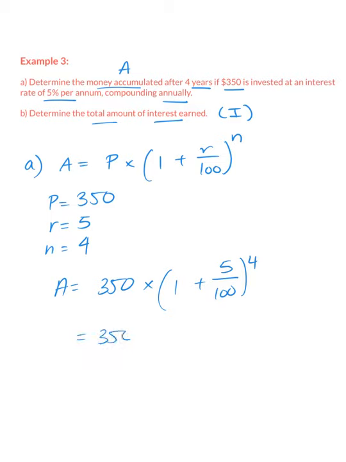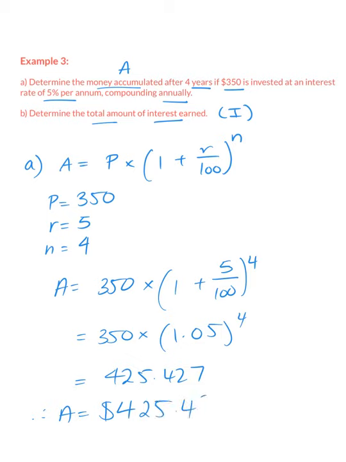That gives us 350 times 1.05 to the power of 4, and that gives us 425.427. Again, we're dealing with money, therefore we need to round this to the nearest cent. So the total amount is $425.43.